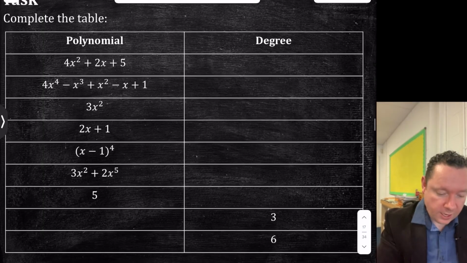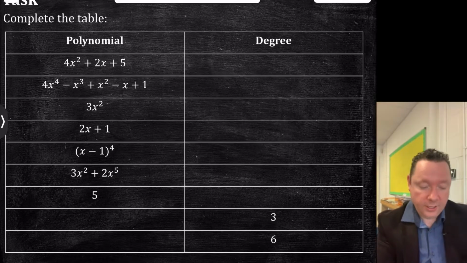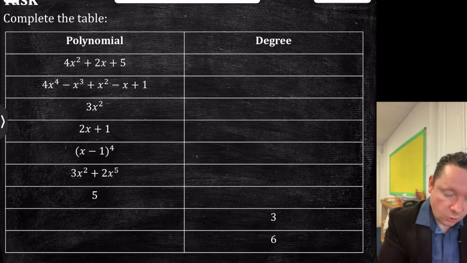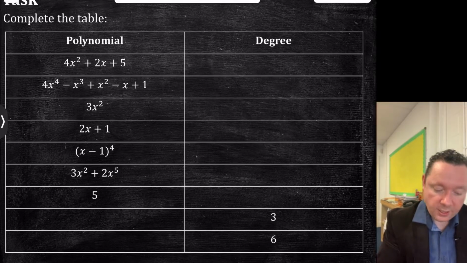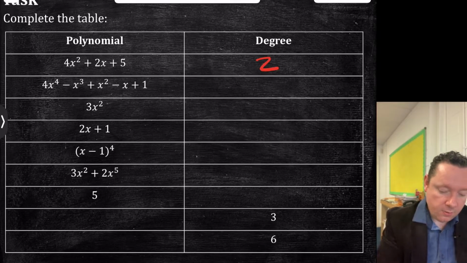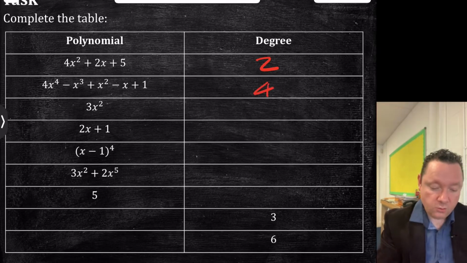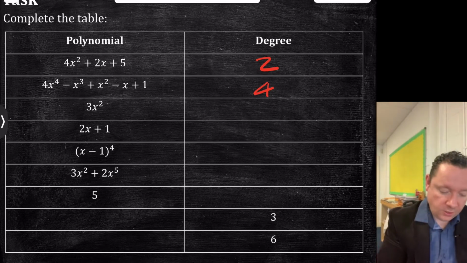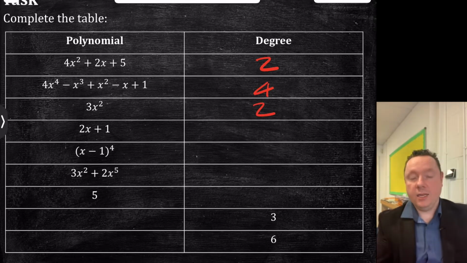So we're going to do this little task just to make sure we understand what a degree is, and we'll do it together. The first one says 4x squared plus 2x plus 5. Well, the degree is 2 because of the x squared. Next, 4x to the 4 minus x cubed and so on. Well, the degree is 4 because the highest power is 4. The next one, the degree is 2 because the highest power is 2.